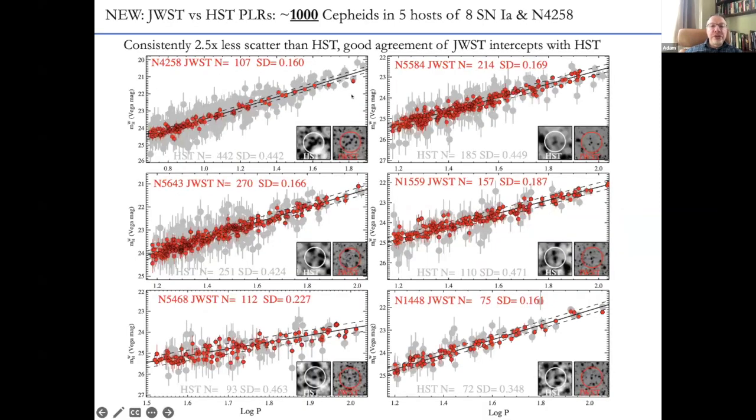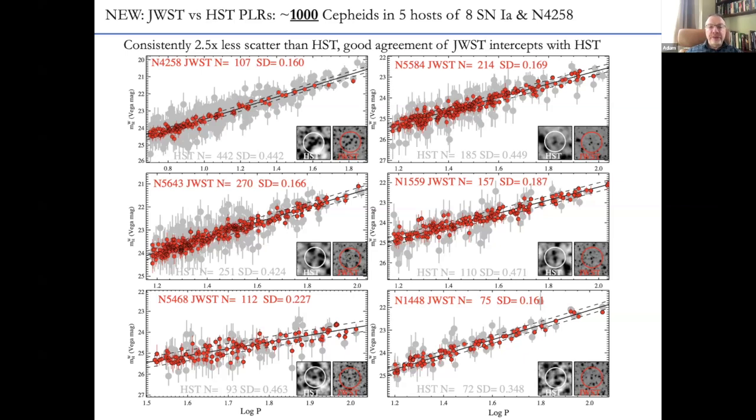So just jumping to the final results here for NGC 4258 and five other galaxies that hosted eight Type 1a supernovae, here are the period luminosity relations for these Cepheids. In gray are the points that we had from the Hubble Space Telescope, and in red are the points from JWST. And it's really a dramatic improvement in data quality. It's a reduction in noise or scatter by a factor of 2.5.